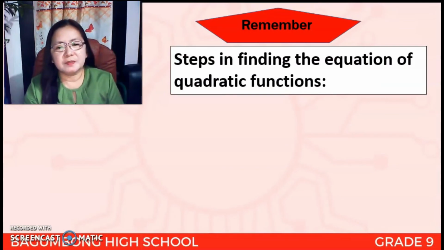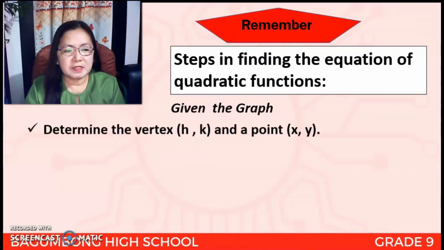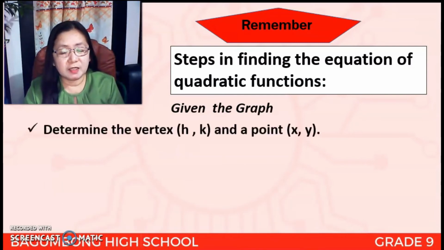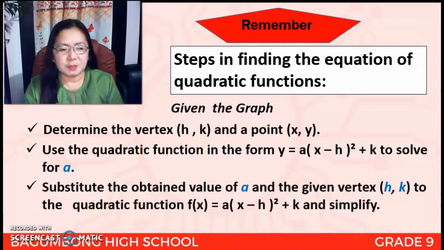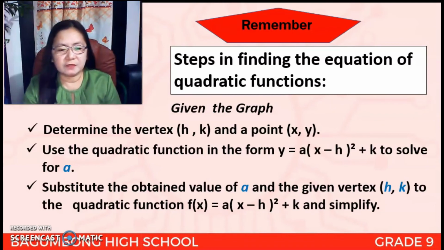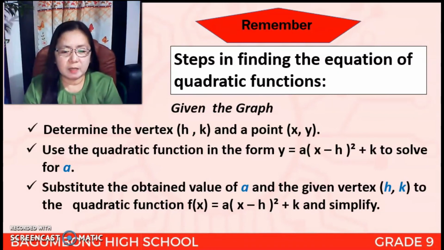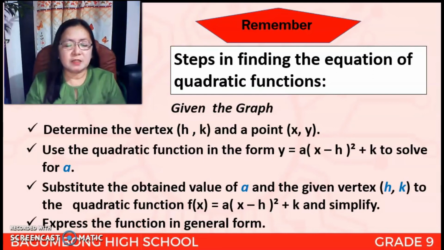Remember the steps in finding the equation of a quadratic function given the graph. First is to determine the vertex (h, k) and a point (x, y). Second, use the quadratic function in the form y is equal to a times (x minus h) squared plus k to solve for a. Next is to substitute the obtained value of a and the given vertex (h, k) to the quadratic function f of x is equal to a times (x minus h) squared plus k, and simplify. And the last one, express the function in general form.